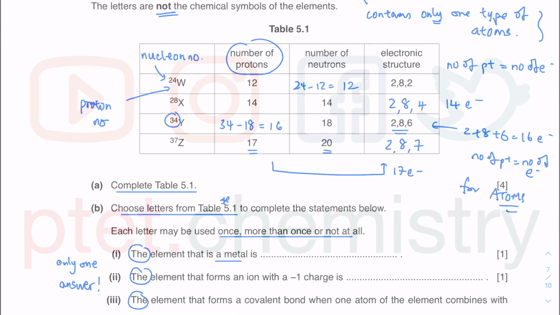Metal, so we're looking at the valence electrons. So this is group 2, this is group 4, group 6 and group 7. Group 2 is metal, 4, 6 and 7 are non-metal, so we're looking at W.